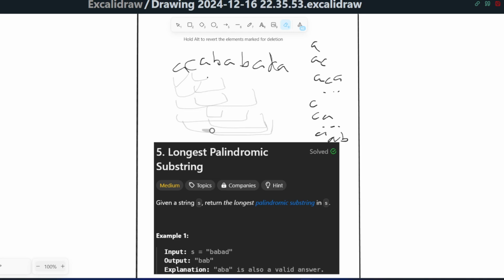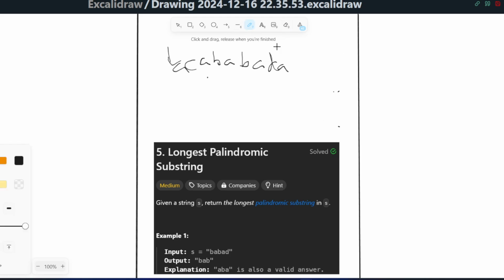And to check if it's a palindrome, you do a standard technique of putting your pointers at the ends, and then checking if these two are the same. If they are, move your pointers inwards. Check if these two are the same. They aren't, so you'd stop. And that's sort of how it would go.